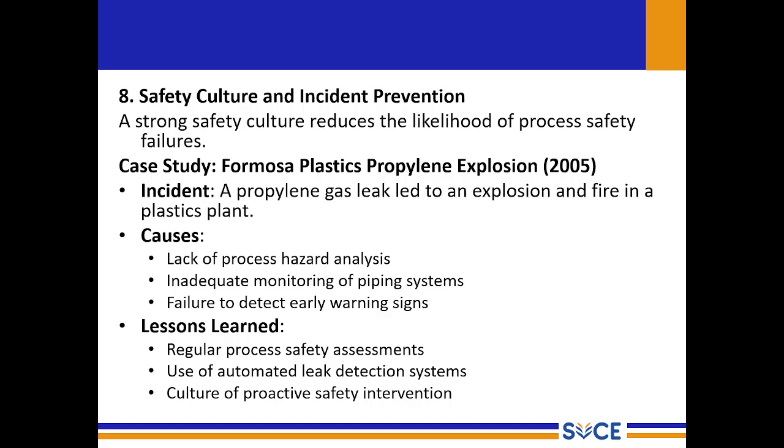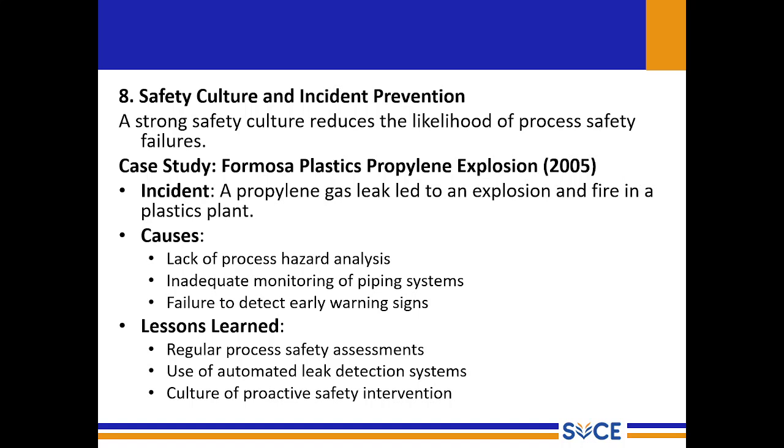So plants must conduct routine hazard assessments to identify risk. Regular safety audits can prevent similar incidents, right? Use of automated leak detection systems. Gas sensors and automated alarms should be installed to detect leaks early. Real-time monitoring can provide quick alerts to prevent escalation.